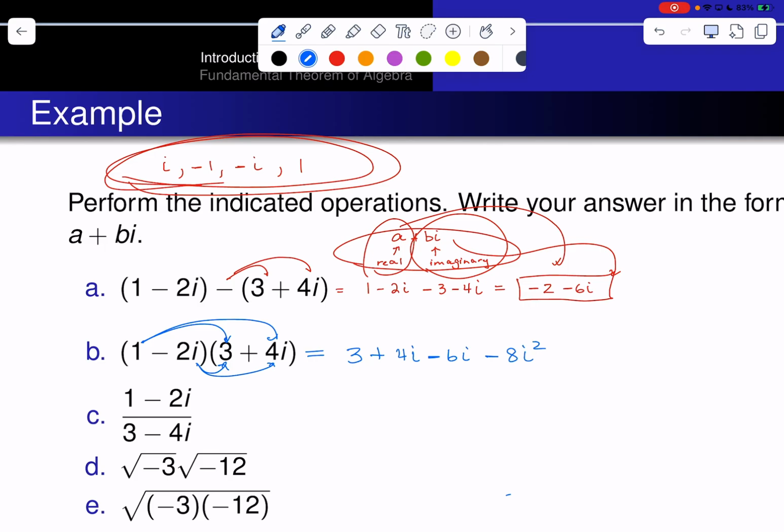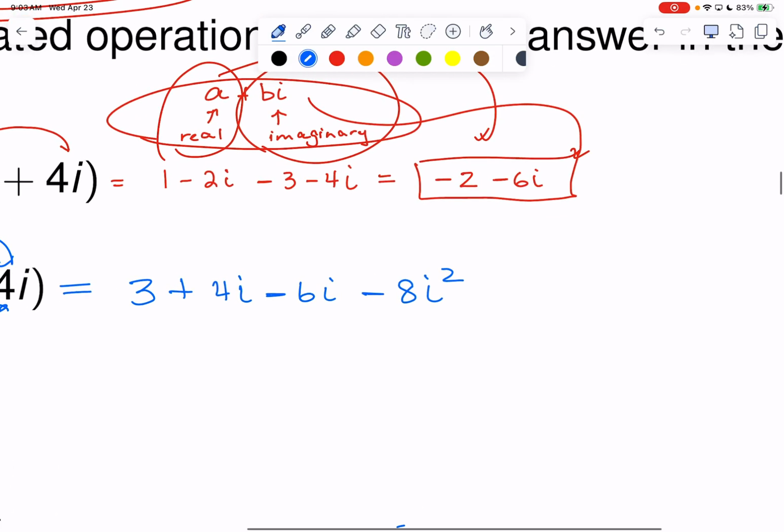Oh, got an i squared. You're going to have to replace it. What can we replace i squared with? Every time we see i squared, we can replace it with negative 1. If you need more i, Saley, we can go get you some.